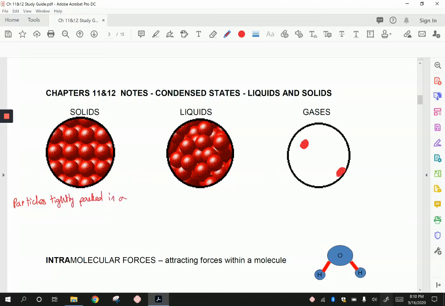In, let's say, an ordered crystal structure. They vibrate in place. They retain their own shape. They have a definite shape and volume. They're non-compressible.